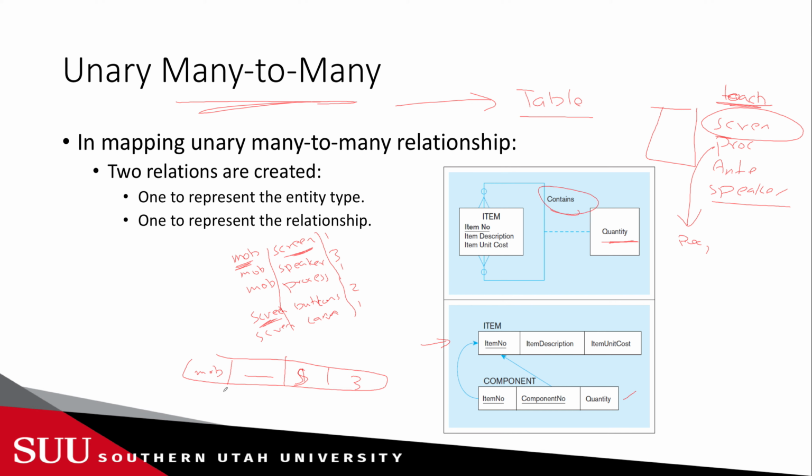So this says I have 3 phones that are costing some amount of dollars, but I don't see the relationship. So we cannot just map it like this. We need to map the relationship in a different relation.